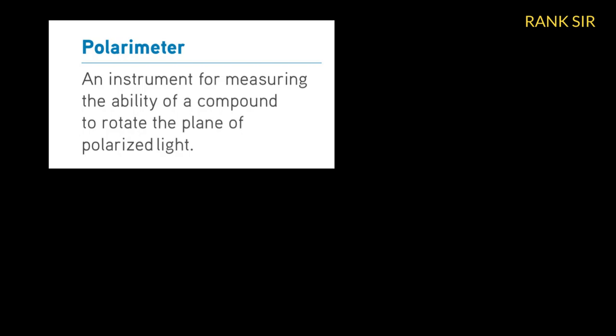Next one, what is the polarimeter? An instrument for measuring the ability of a compound to rotate plane polarized light. So first of all, a polarimeter is just a device or instrument that measures the ability of a compound to rotate the plane polarized light.